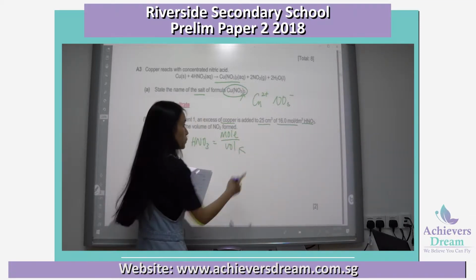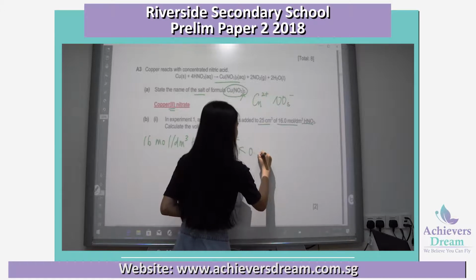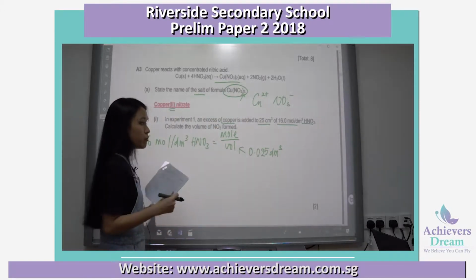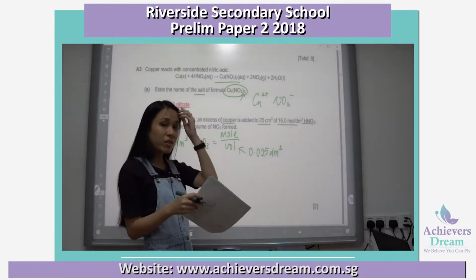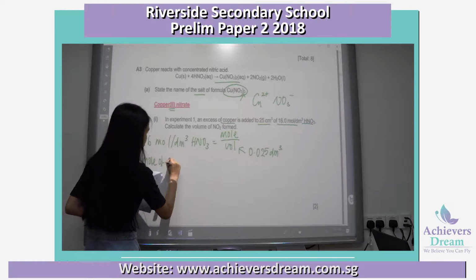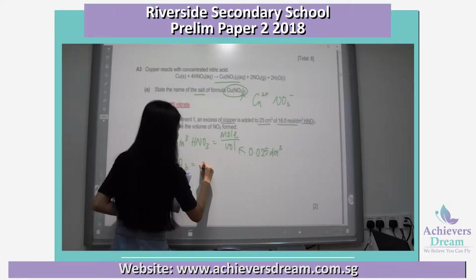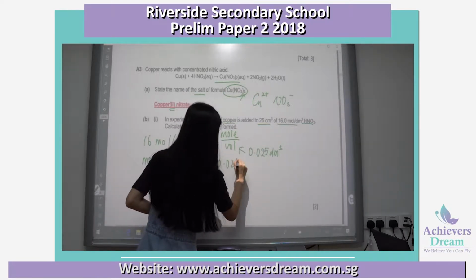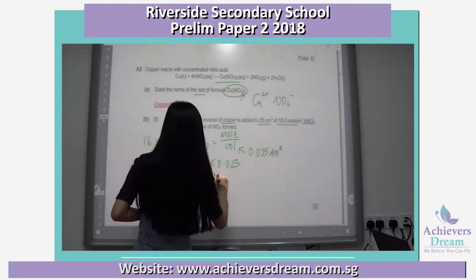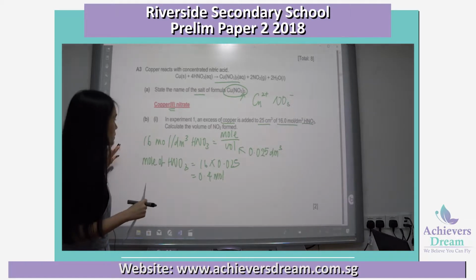So what is the volume? The volume that is given to us is 0.025. Please convert it into dm cube. Remember, 1 dm cube is equal to 1000 cubic centimeter. So the mole of HNO3 is equal to 16 times 0.025, which will give me 0.4 mole.